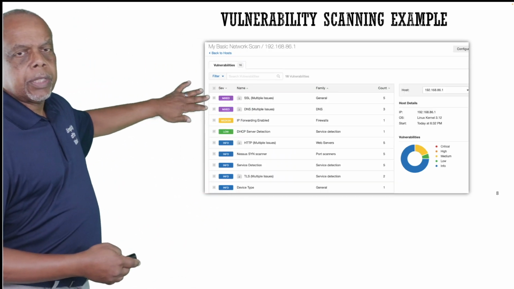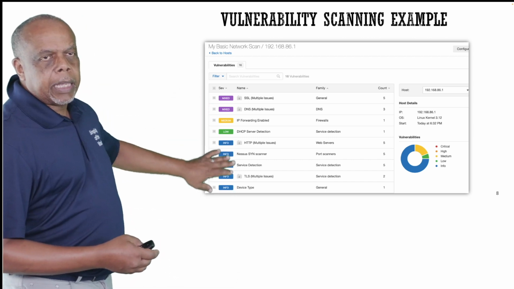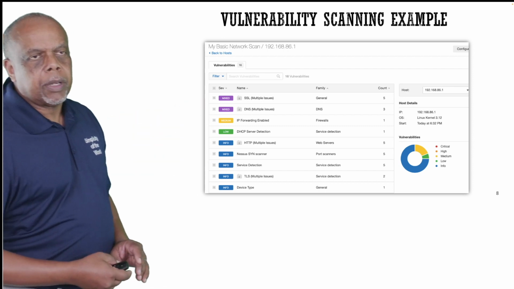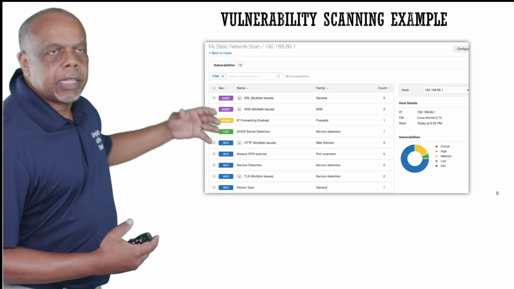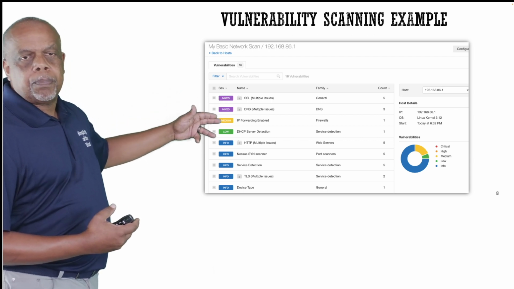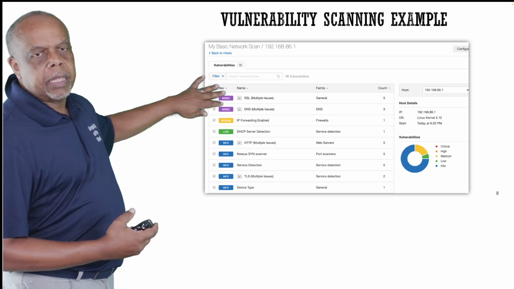Now when I look at this, it breaks all of these out. This is just one page. I can keep going to see everything else. You may say, well, there's no purple on here. No, what it actually shows is a mixture of either informational and mediums, or low and mediums, and it comes out to a purple.